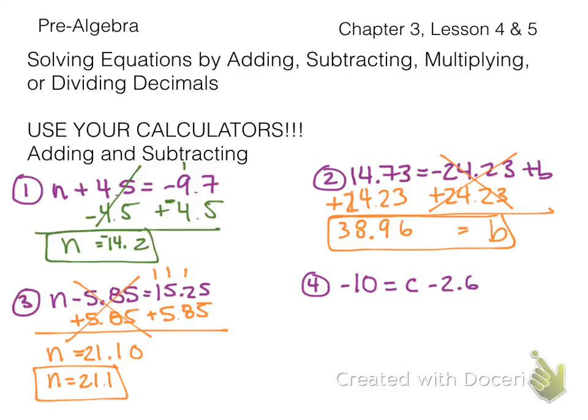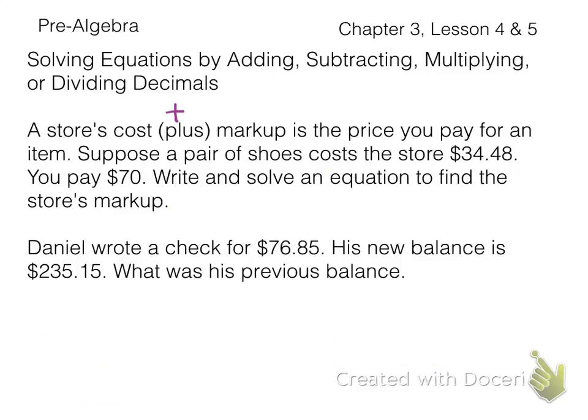Alrighty, next problem. Again, I want you to use your calculators on this. I'm just doing the math to show you if you can't remember, but definitely use your calculators. So we have negative 10 plus c equals negative 2.6. The opposite of minusing 2.6 is adding 2.6. So I'm going to add 2.6 on both sides. That cancels out. C equals... this is actually going to involve some subtraction. It's going to be 7.4. There we go.